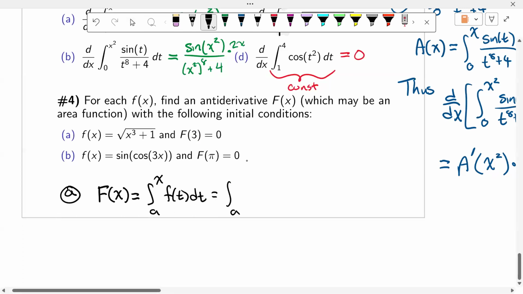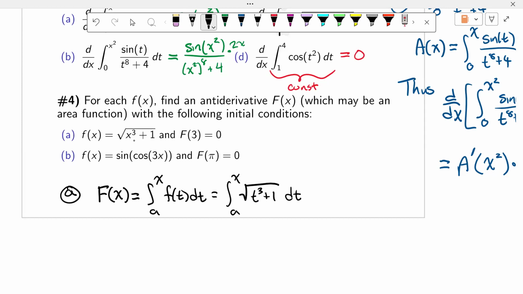And I'll just take my f of x here in part A, replace the x with t cubed, or replace the x with t. And that would be an antiderivative right there. It's not a very useful antiderivative, but it's an antiderivative, right?